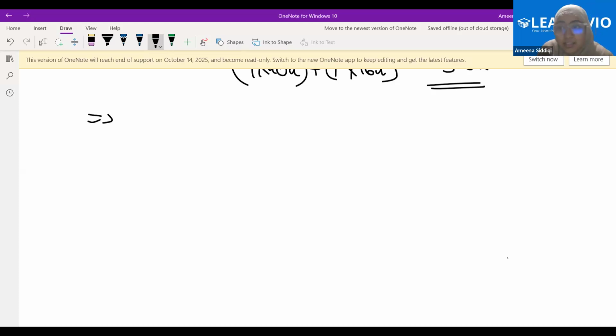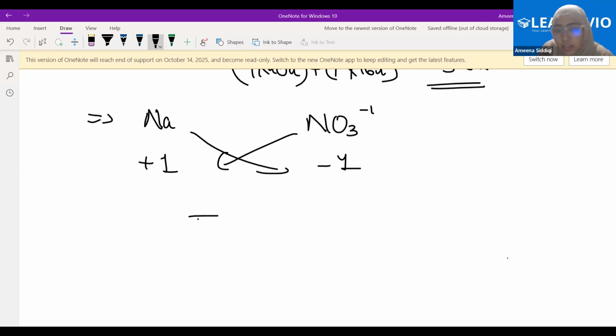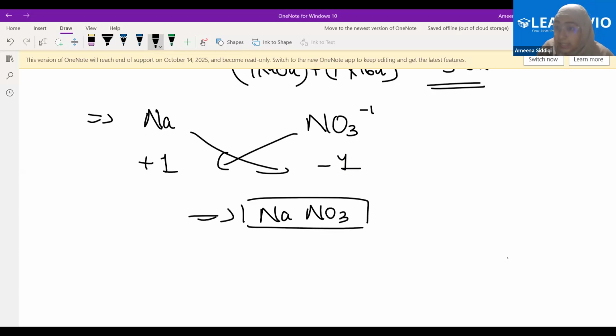I said sodium nitrate. So sodium nitrate, being a polyatomic ion with the charge of 1, plus 1, minus 1, I crisscross this. I get the chemical formula as NaNO3. This is my chemical formula. Now I asked you how many elements, I did not ask you how many ions. Sodium is 1, nitrogen is another, oxygen is another, right?